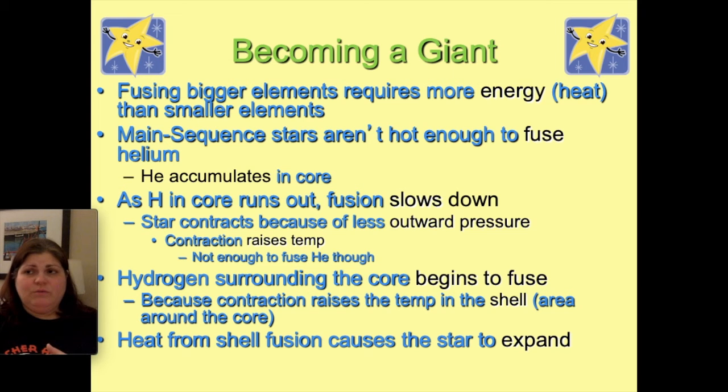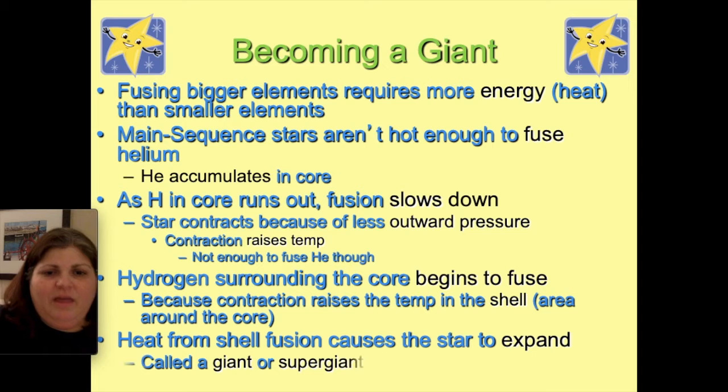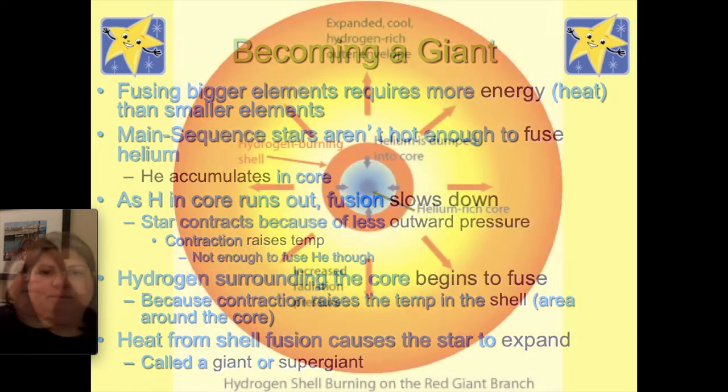That new fusion now provides an outward pressure. That outward pressure is actually further out from the center of the star, so not only does it provide a resistance to gravity, it actually causes the outward pressure to win the battle and expand the size of the star, because it's further away from the core. There's less gravity there. The star expands, getting much, much larger. At that point, we call it a giant or a supergiant, depending upon the mass of the star. The ones we're talking about today are going to be called giants.